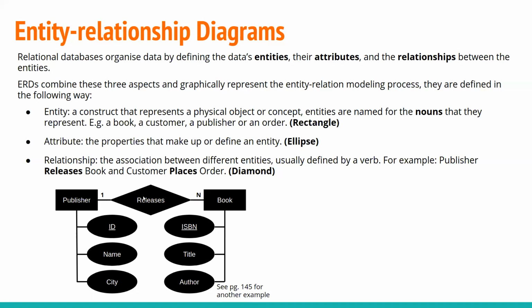If there was a 1 on each side, so if it was 1, 1, that would mean that one publisher can only publish one book, and one book can only be published by one publisher. And if it was N, N, that would mean many to many. Many publishers can publish many books, and many books can be published by many publishers. But what we have here is one to many, as opposed to one to one or many to many. So we've got a one-to-many relationship here.